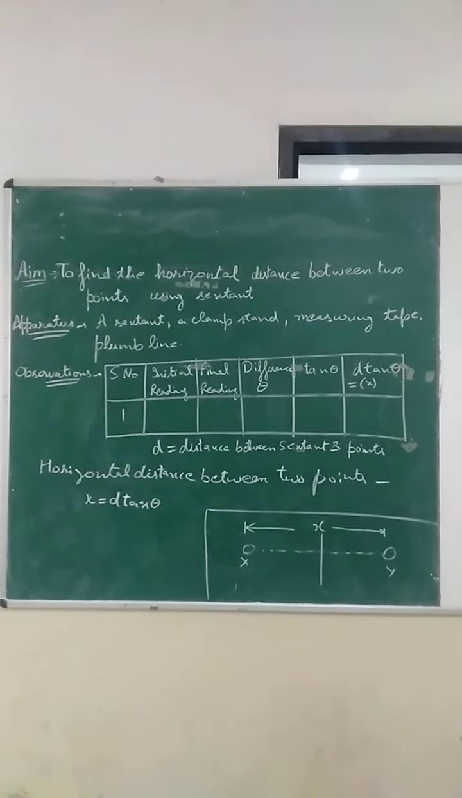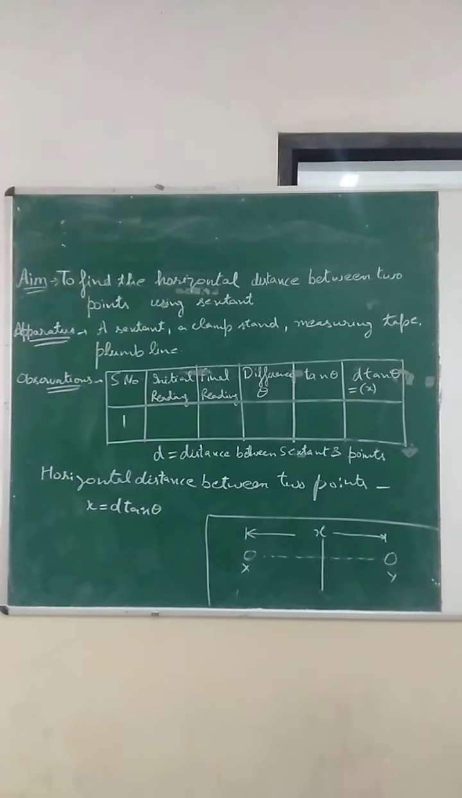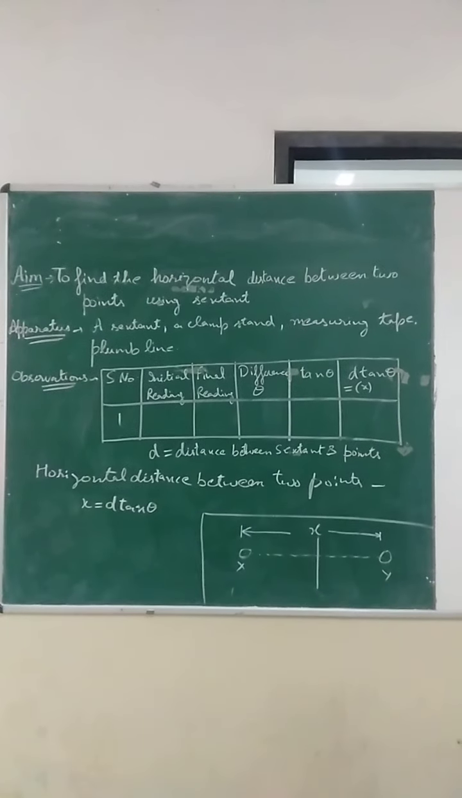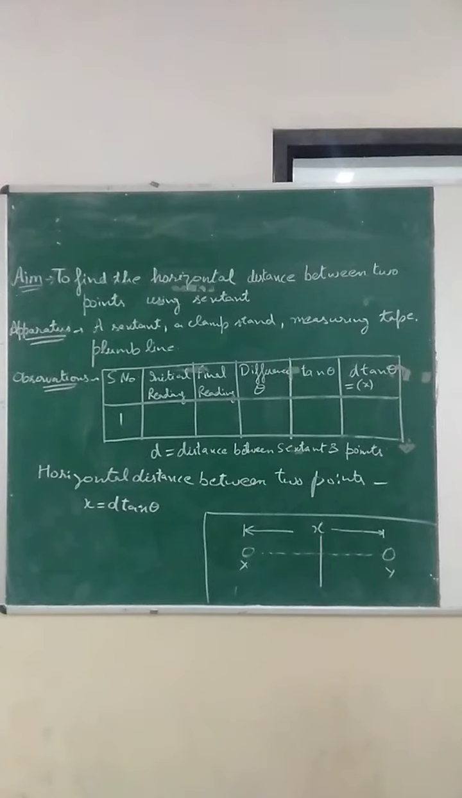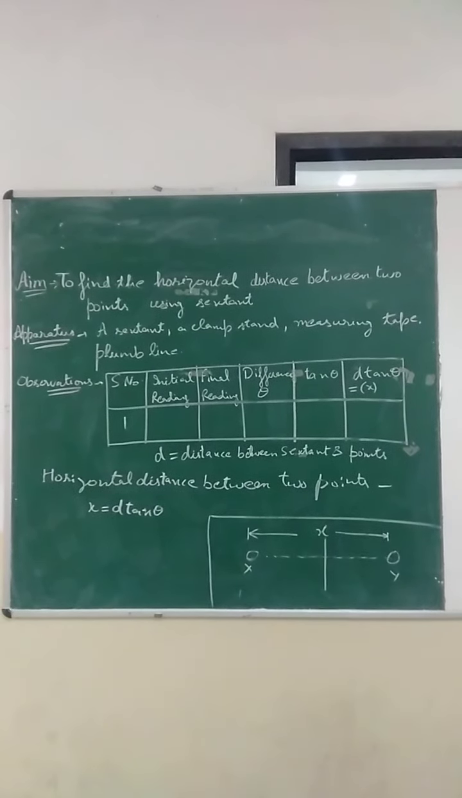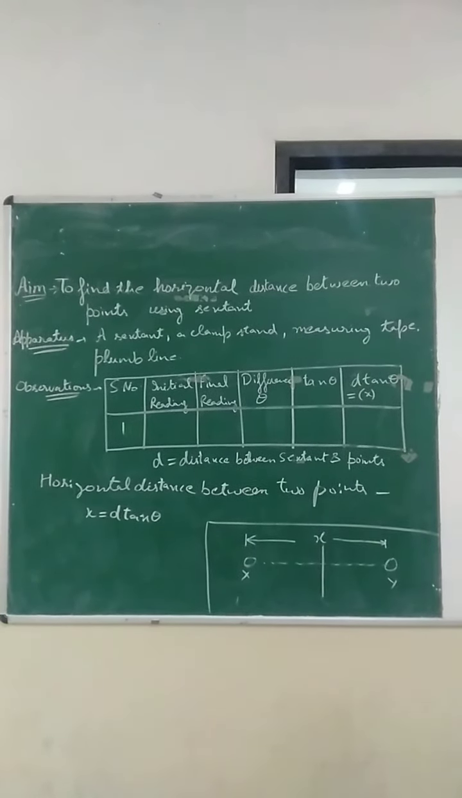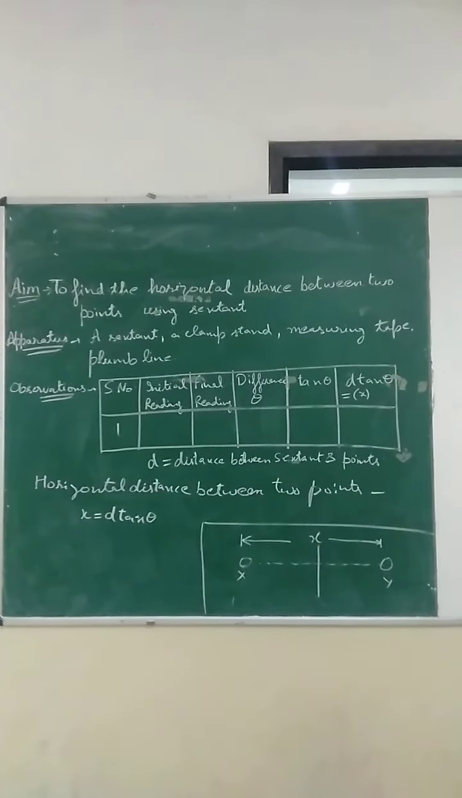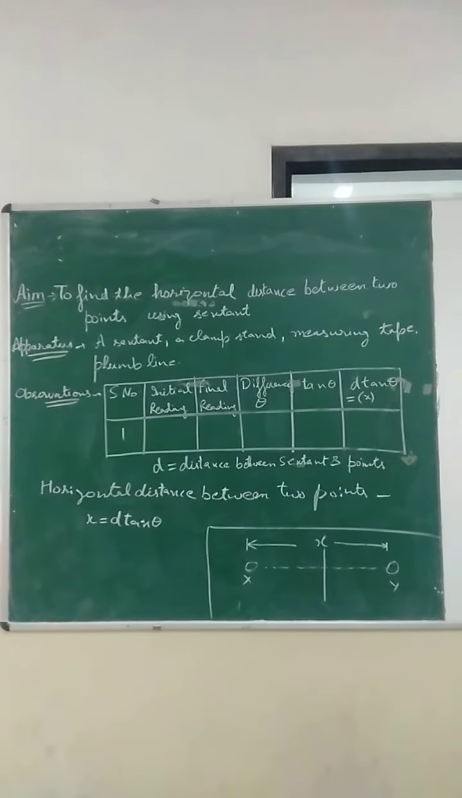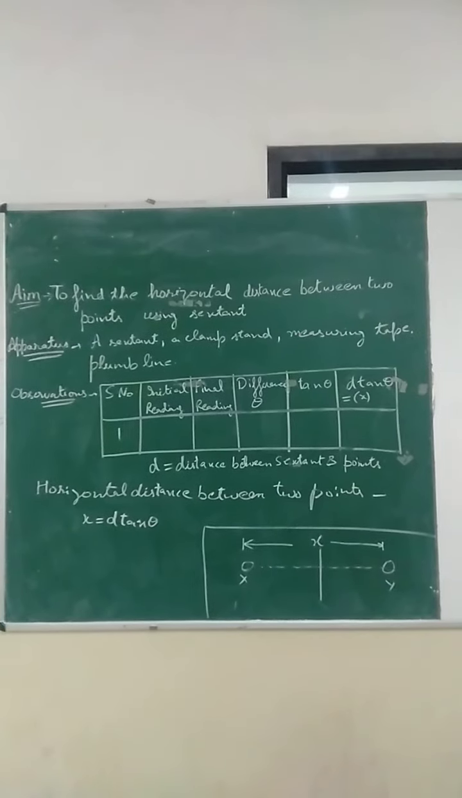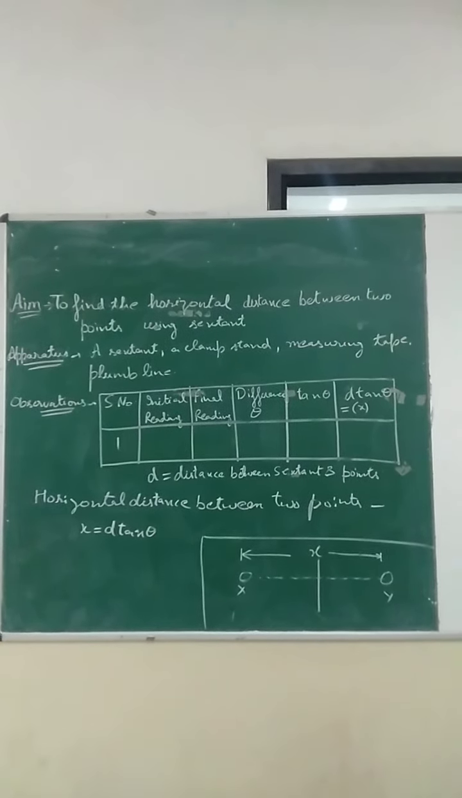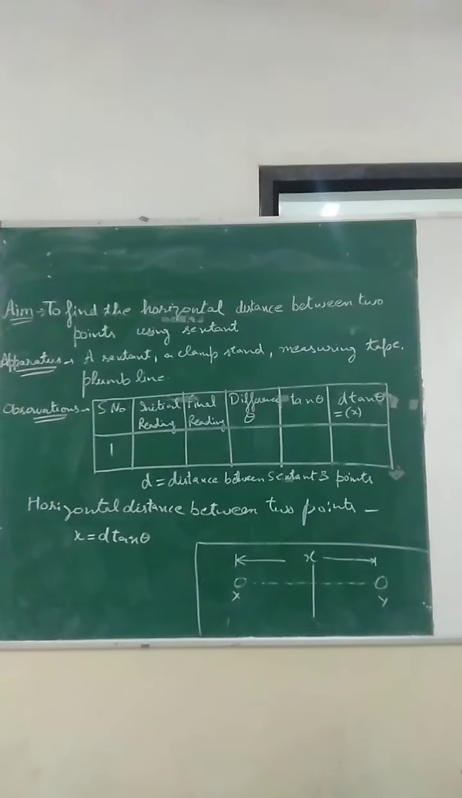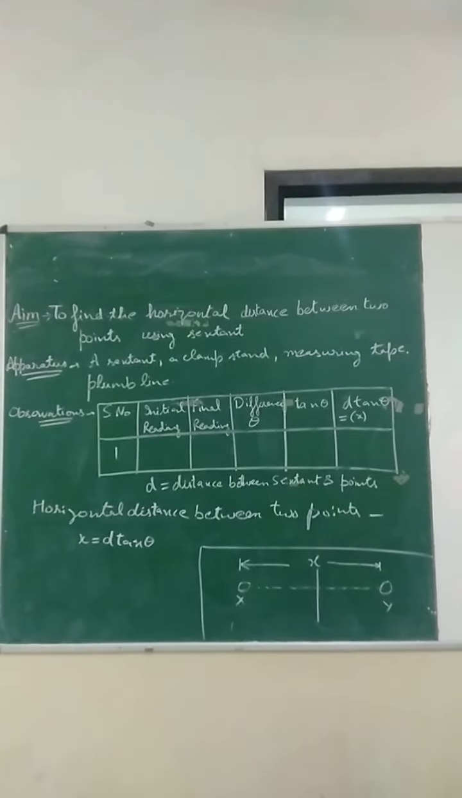Good morning class. Here is a practical for measurement of the horizontal distance between any two points using a sextant. The horizontal distance is so large that I can't measure it with the help of any meter tape. That is why we use the sextant. A sextant is basically an instrument with the help of which we can measure any distance or height which we can't measure with the help of any meter tape.